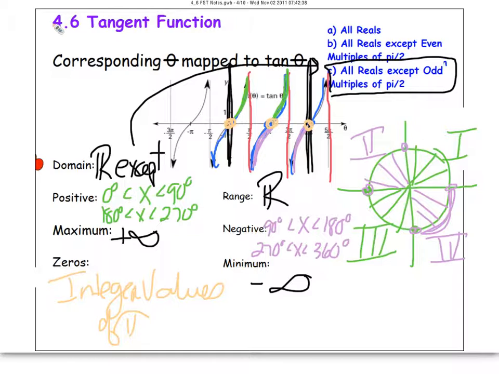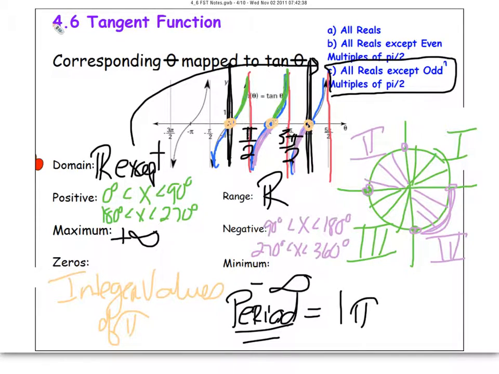Now the last thing I want to talk about that's not on the screen is the period. Remember, the period of these functions is how long it goes in terms of its length until it repeats its pattern. Well, here's one complete cycle of tangent. This one starts at pi over 2, and it goes to 3 pi over 2. So what is the length of pi over 2 to 3 pi over 2? And then it starts over. It's 1 pi unit long. So the period of tangent is actually 1 pi versus 2 pi for sine and cosine.